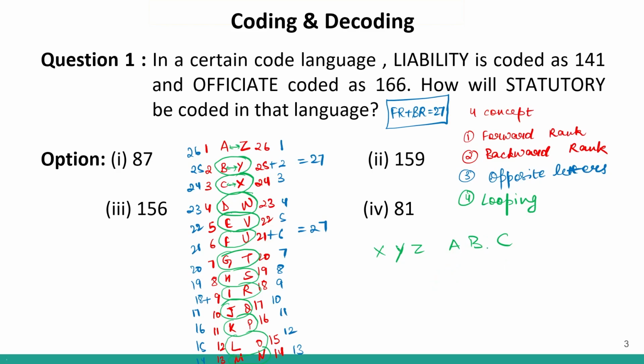Similarly, backwards also. If I have to move one position back from B, I will go to A. But what if I have to move 2 positions back from B? I do not have any alphabet before A, correct? So I will go back to Z. So 2 positions back from B will bring me to Z. This concept is called looping. These 4 concepts are very important, and based on only these four concepts, we can solve any question on coding and decoding. Okay, so if this much is clear, let us move forward and solve certain questions.